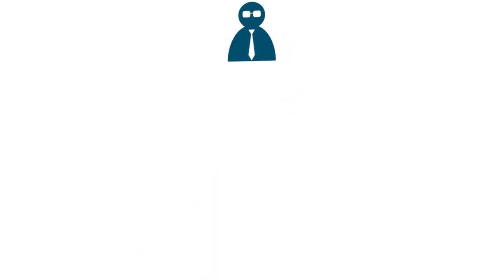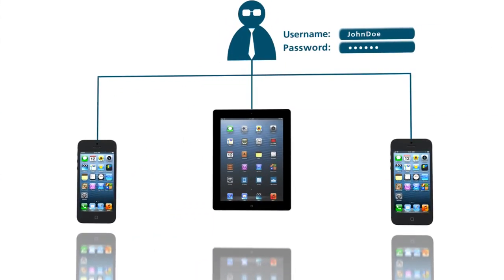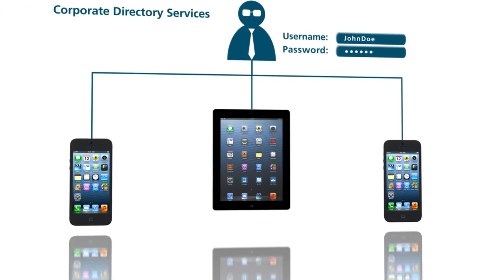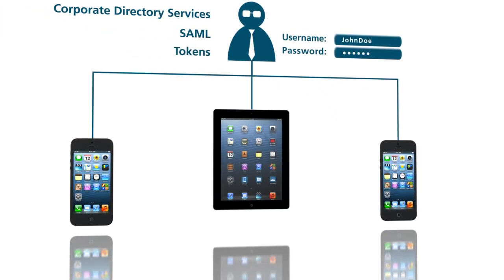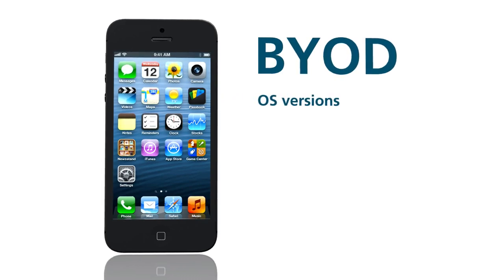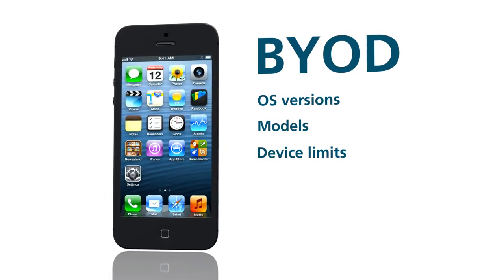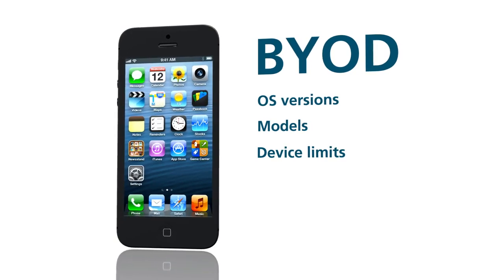Authenticate users and devices during enrollment with several methods, including Corporate Directory Services credentials, SAML, or tokens. If your enterprise supports a Bring Your Own Device (BYOD) program, you can define approved OS versions, models, and set device limits per user to block unapproved devices from connecting to your enterprise.